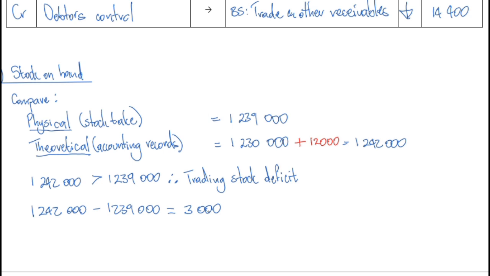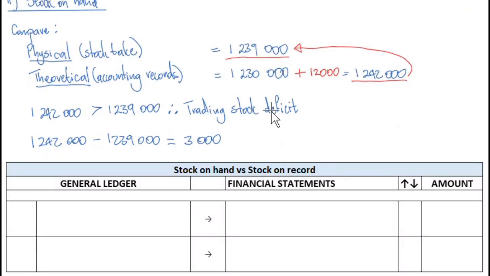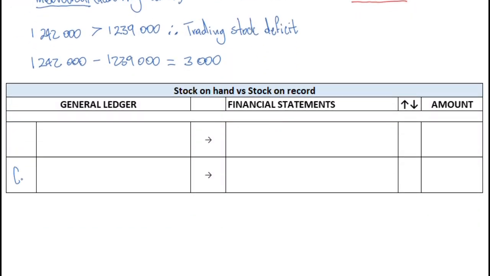To correct this, we need to reduce our theoretical trading stock balance so that it matches our physical stock on hand. Trading stock is an assets account. Assets decrease on the credit side. So we are going to credit the trading stock account with 3,000 rands.